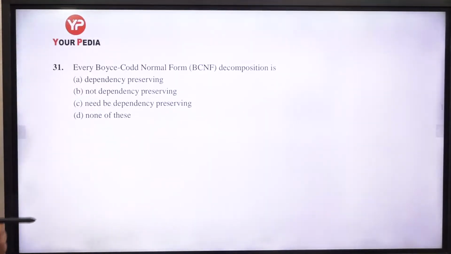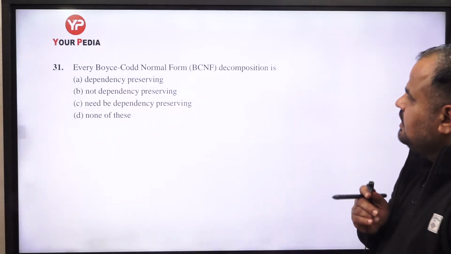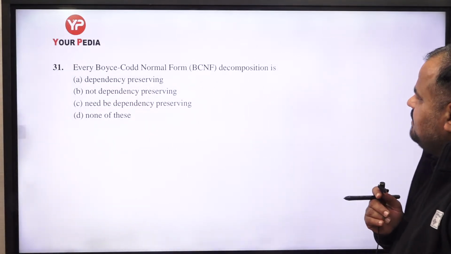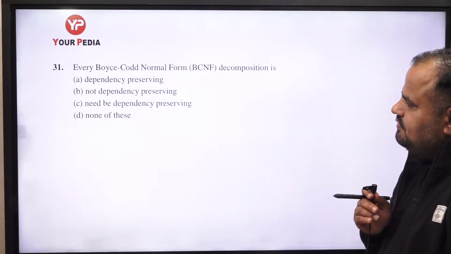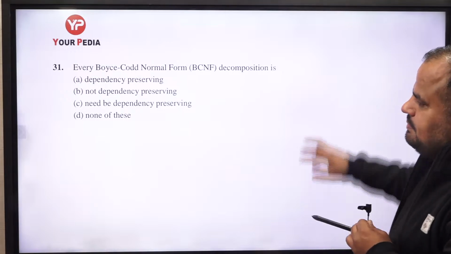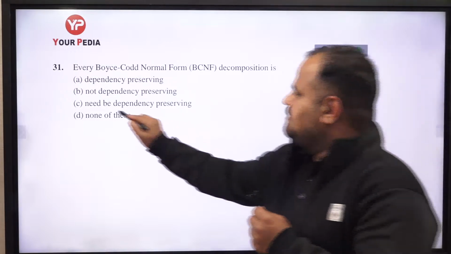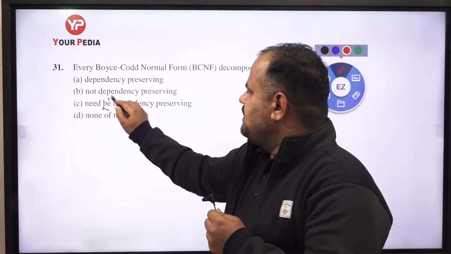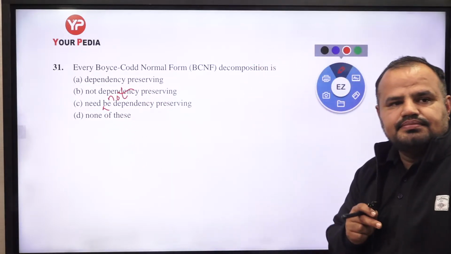So now tell me, my dear students, what is the right answer for this one? Question number 31. Every BCNF decomposition is dependency preserve, not dependency preserve, need be dependency preserve, need not be, and none of these. Now tell me, my dear students, here need not be. Please update it. Need not be. What is the right answer?